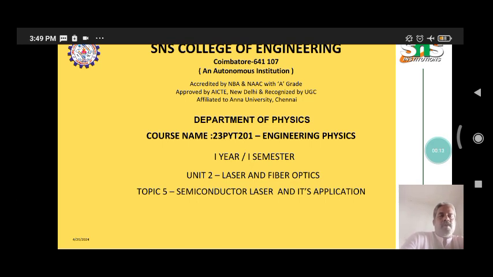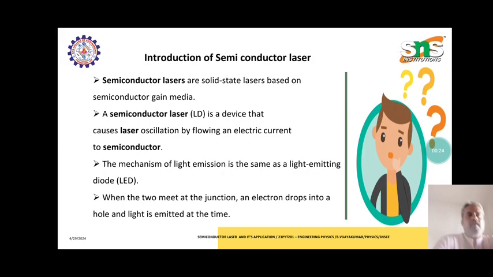So, Unit 2: Laser and Fiber Optics, the Semiconductor Laser and its applications. Introduction: a semiconductor laser is a solid-state laser based on a semiconductor gain medium. The LD is a laser diode, a device that causes laser oscillation by flowing an electric current through a semiconductor.